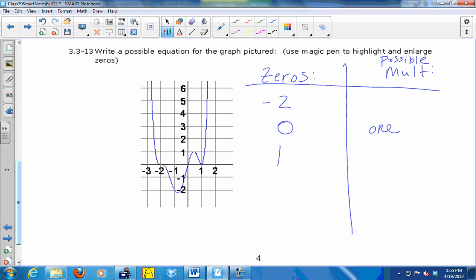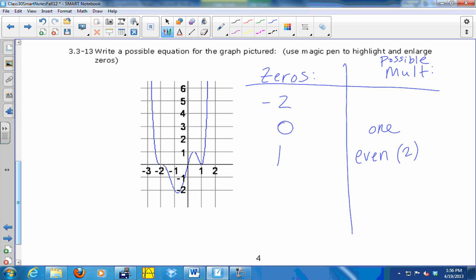Now, the other two, let's look at the 1. Because it bounces off, what do we know about the multiplicity of that 0? It's even. That's all we know. We don't know if it's 2 or 4 or 6 or whatever. But we know it's even. And if I'm trying to come up with a possible equation, I'm just going to choose the easiest even, the smallest even. I know it's even, and I'm just going to choose 2 because it's the easiest. It's the smallest even number.